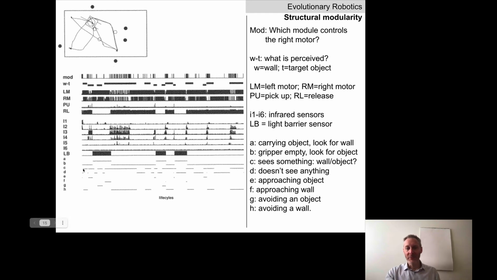C is yet a different way of carving up the task. The robot either sees something, which could be a wall or an object, or it doesn't see anything. That's C. You'll notice in C, most of the time, the robot sees something, but there's periods where it doesn't. Again, if you jump back and forth between row C and the mod row at the top, there isn't really a clear correspondence. And so on and so forth. There is one potential candidate in here, which I think is C, the closest one, but again, not perfect.